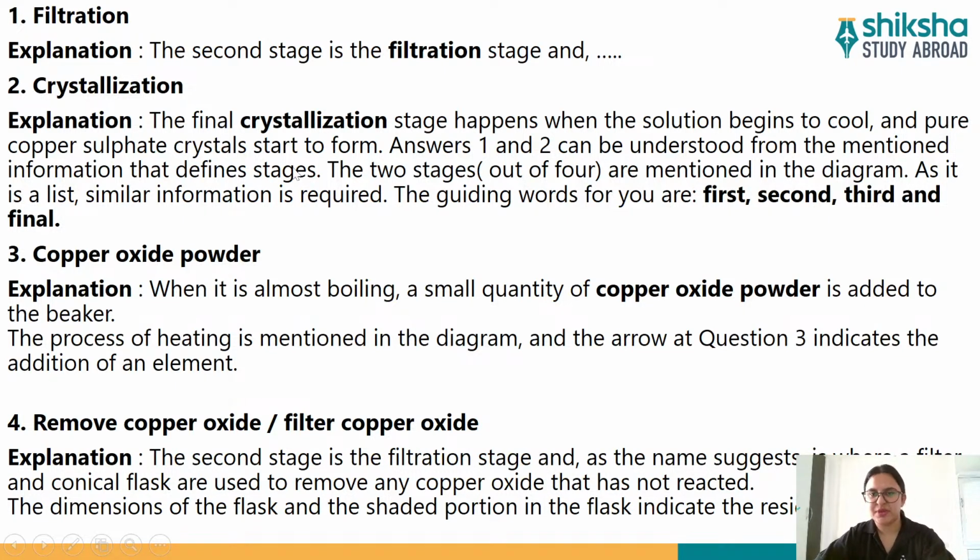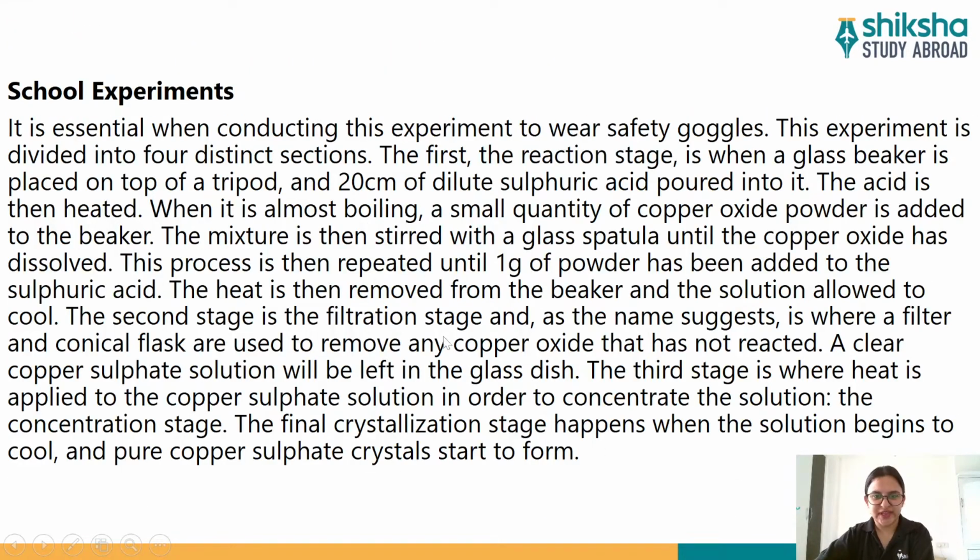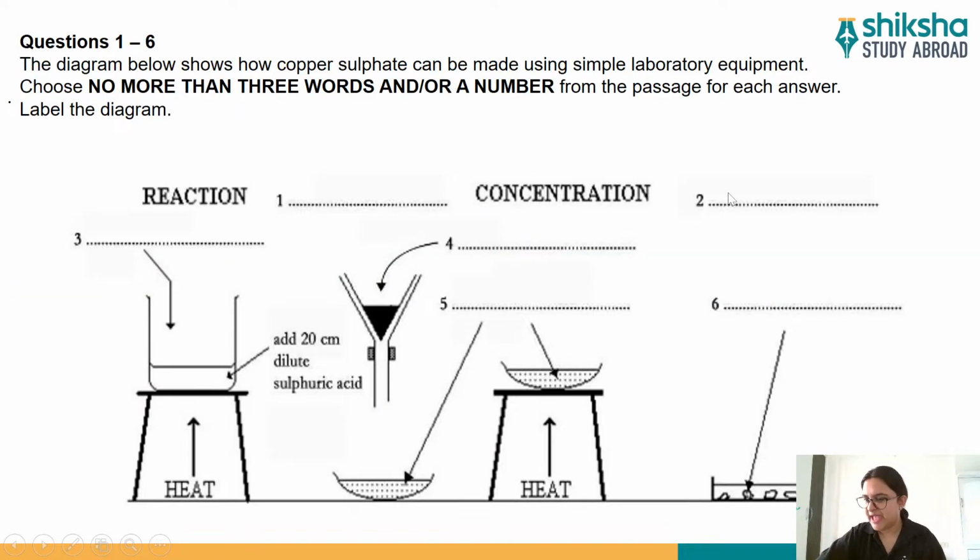Of course, these are directly mentioned. So let's try to find this line as well: the final crystallization stage. Yes, it's the last line of the passage. The final crystallization stage happens when the solution begins to cool and pure copper sulfate crystals start to form. Hence, the second will be crystallization. So these are basically the stages which you have to name. Now that you know after the first and second blanks that these are the names of the stages, it will be easy for you to identify the third, fourth and fifth as well. You just have to name the stages.